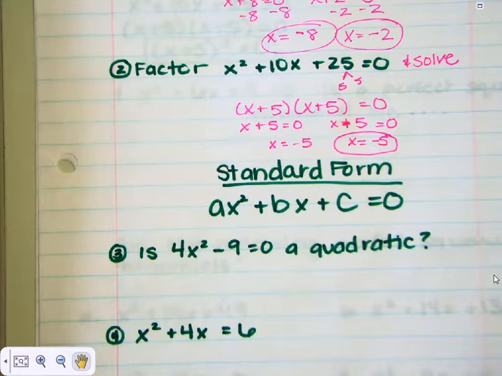Okay. So we're all warmed up. We know how to factor and solve that way. So that is one method of solving quadratic equations. But what happens when you can't factor? And that's what we're going to talk about today.